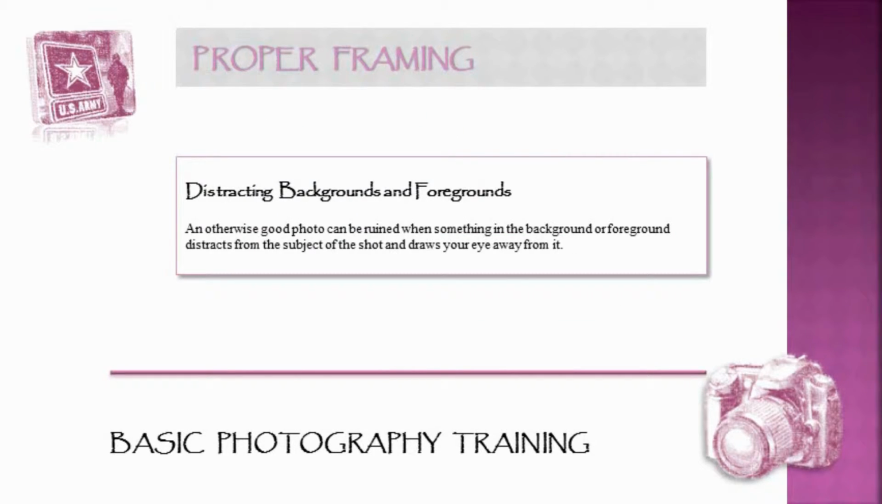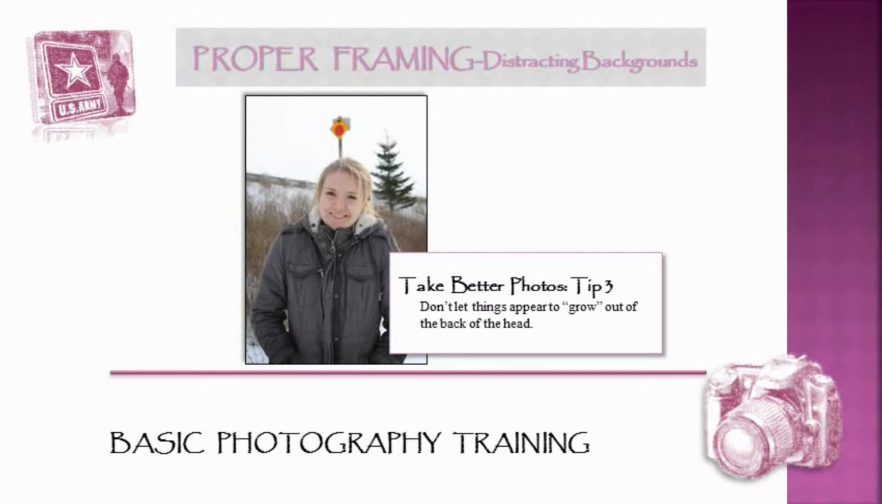Many photos don't look good because something in the background or foreground distracts from the subject of the shot. Let's look at some examples. Here's a young lady that looks like she has a stop sign growing out of the top of her head. To correct this, have the subject move, but make sure the tree doesn't end up on her head instead. When shooting inside an office, watch out for plants in the background. Here's our Take Better Photos Tip 3. Don't let things appear to grow out of the back of a person's head.